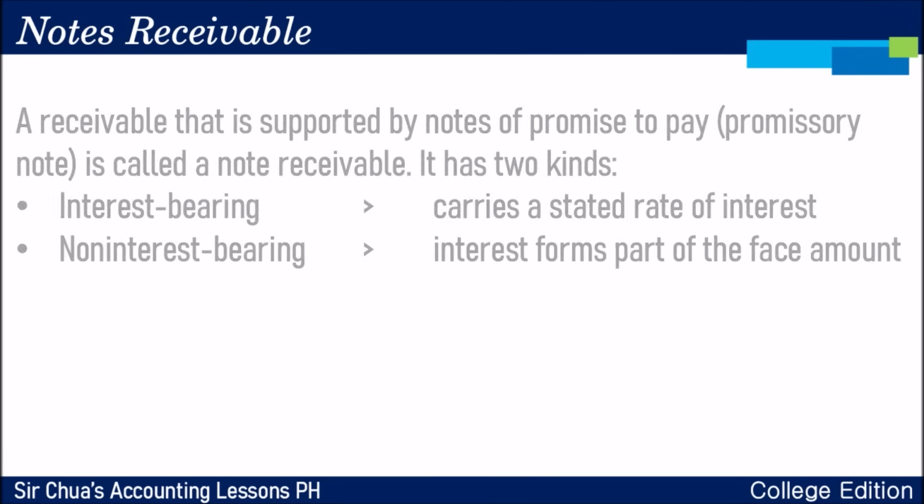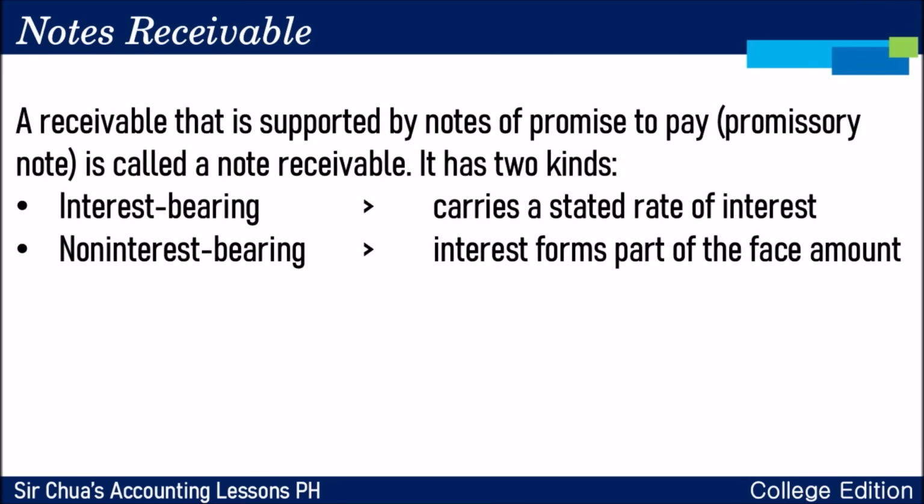Okay, let's continue. A receivable that is supported by notes of promise to pay, or a promissory note, is called a note receivable. So we have 2 kinds of notes receivable: the interest bearing and non-interest bearing. When a note receivable is interest-bearing, it carries a stated rate of interest. Talagang may interest siyang nakalagay doon. Pero pag non-interest-bearing, hindi naman po ibig sabihin nun, walang interest.